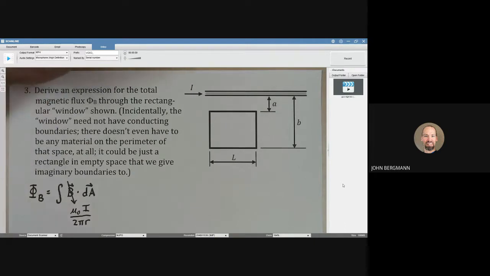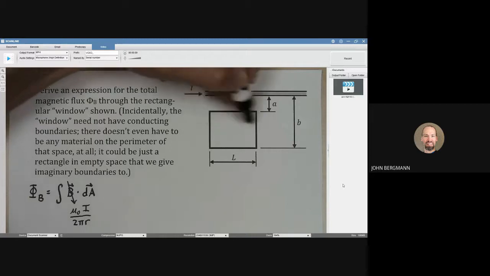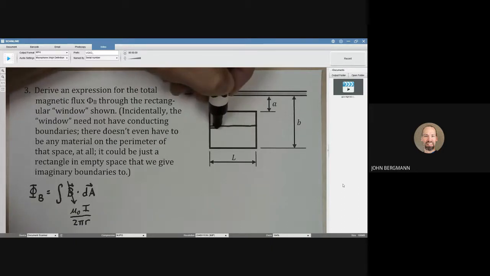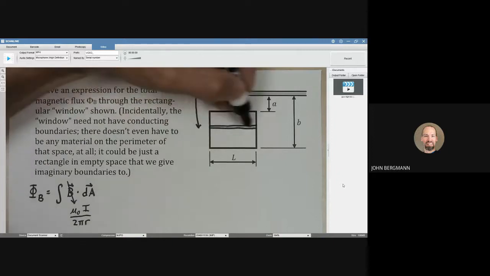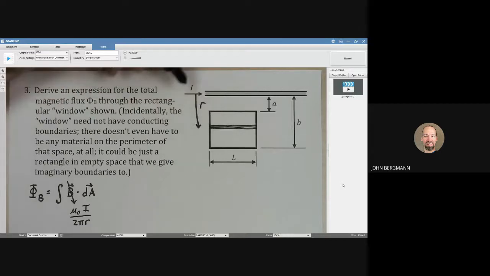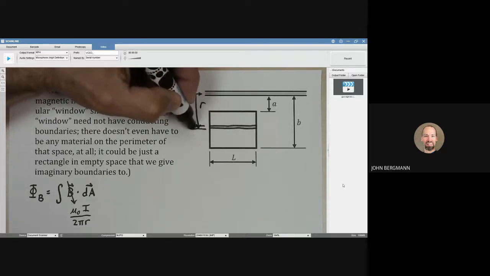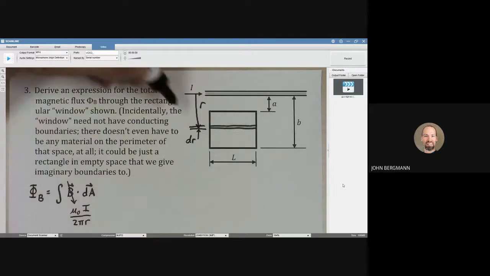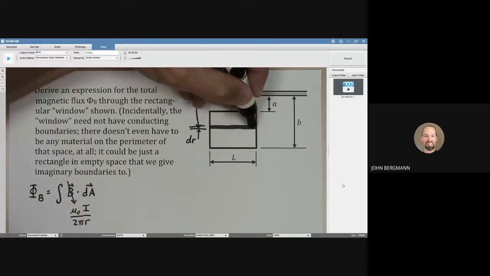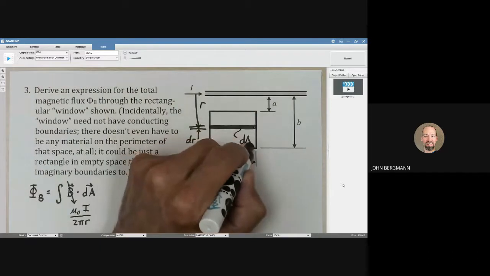The deal is that r is going to be varying for different bits of this window. So what we want is to define a bit of this window, a little dA element of this window, such that each part of that little dA has the same value of the magnetic field. There's the distance r right there. The thickness of this little strip here is dr. And this little strip, that's a dA right there.